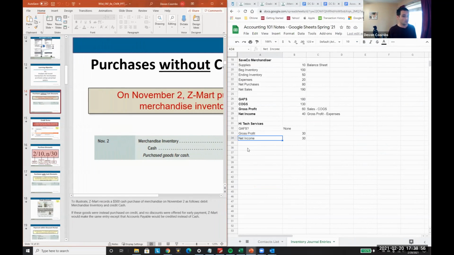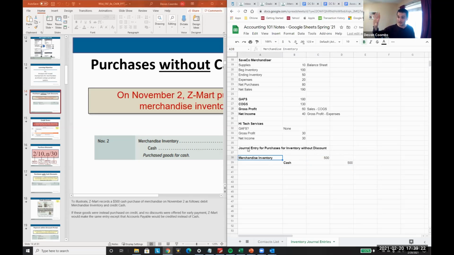Let's drill it. And so in Google Sheets, if I want to do the journal entry for purchases, inventory without discount, we just debit. Debit's always on the left, right? Debit means left, merchandise inventory. And then we credit cash, always on the right. And the 500s would equal each other. That's it. Remember, this is an asset account.